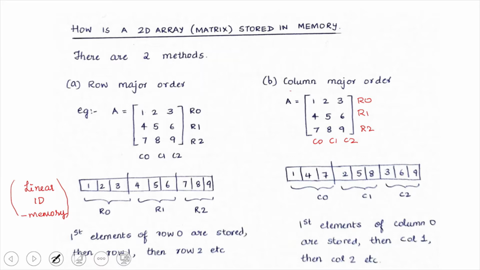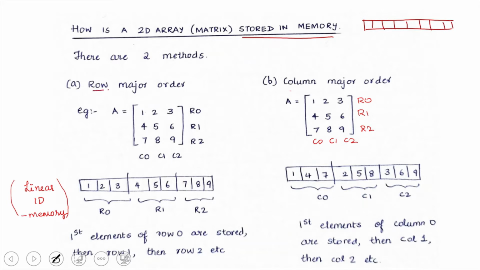There are two methods in which a matrix is stored in memory. An array is stored linearly inside the memory, that is, all the elements are stored in consecutive memory locations. But let's see how a matrix is stored in memory.